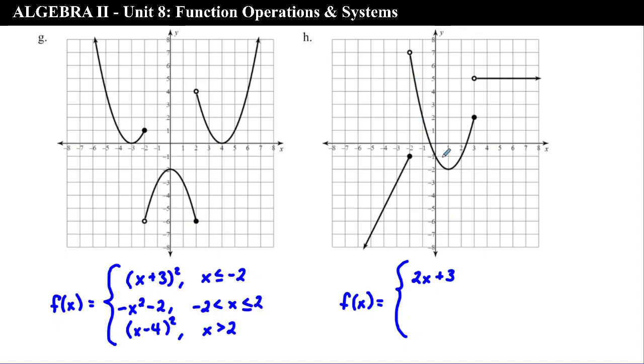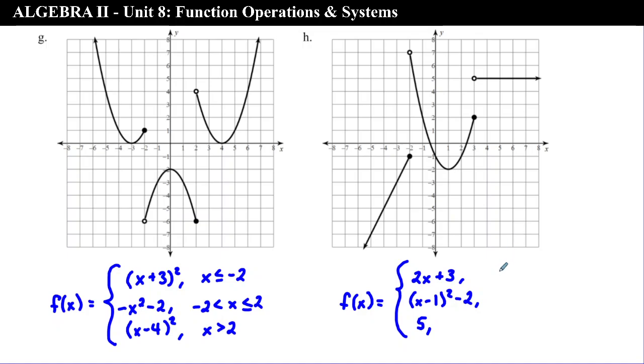Then we've got a quadratic. It's not stretched, it's not compressed, but it is translated down 2 and over to the right 1. So we're going to have x minus 1, quantity squared, to account for it going right, and then minus 2 to account for it going down. And then the last part we have is just constant, it's 5.